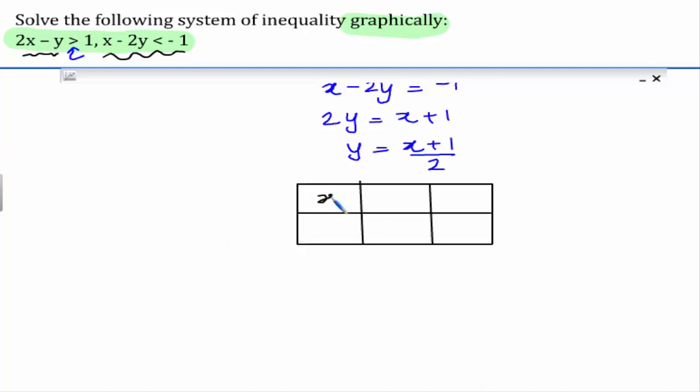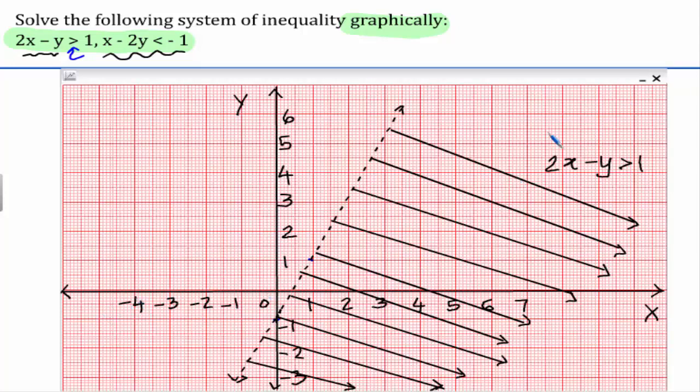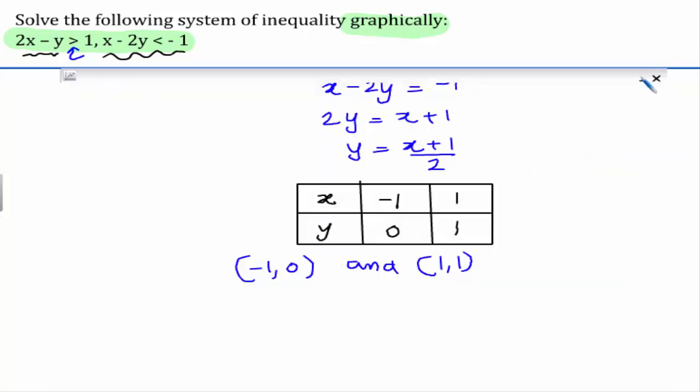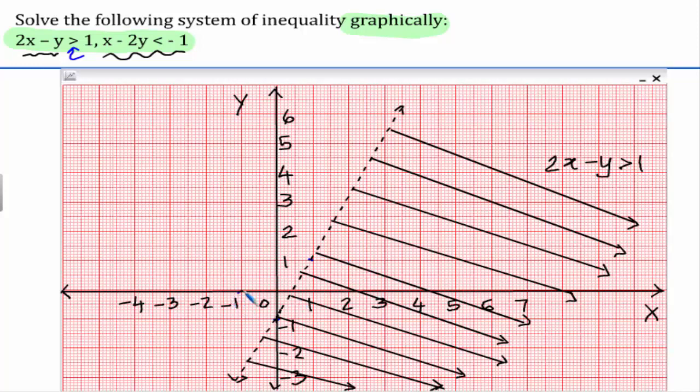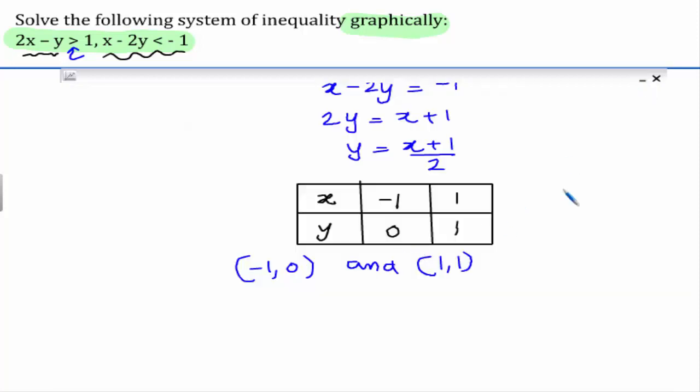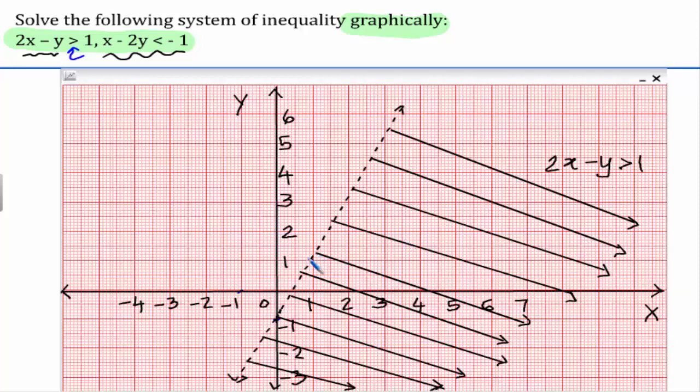Now let us select the values for x and we'll get the values for y. If x is equal to minus 1, then we get y value as 0. If x is equal to 1, then y value will be 1. So the ordered pairs which we are getting here are minus 1, 0 and 1, 1. Let us plot these points on the graph sheet. The first point is minus 1, 0, which will be here on the x-axis, and 1, 1 will be here.